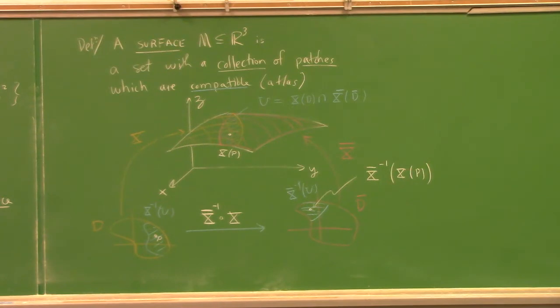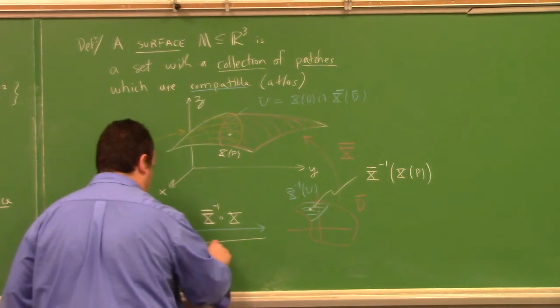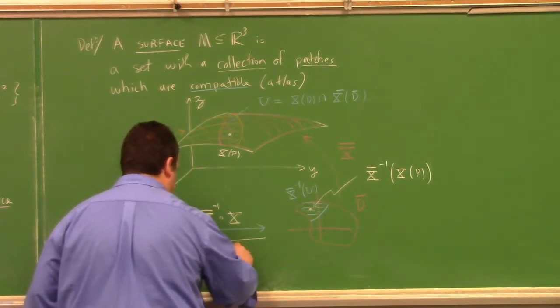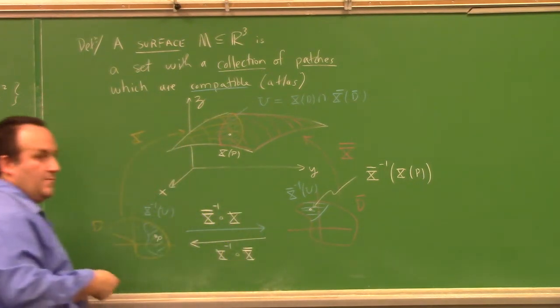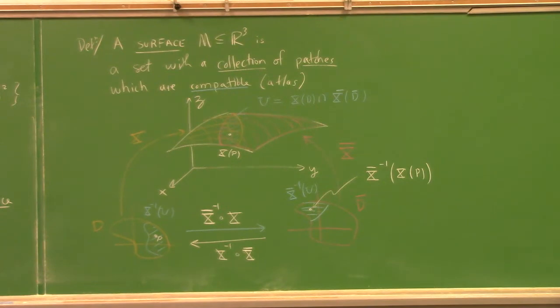Compatibility of the patches means that the composite of the inverse with the patch of the other is smooth. That's what compatible means. And you also need this one. These both have to be smooth. I don't think we're ever actually going to check that for any of our examples. I'm just saying that technically that's what's needed. Maybe I may actually work it out for an example.